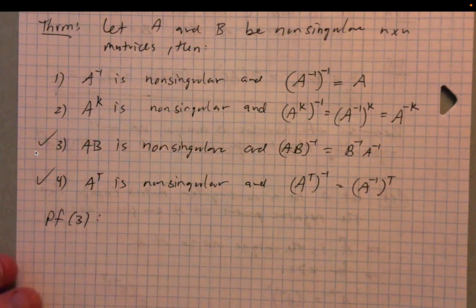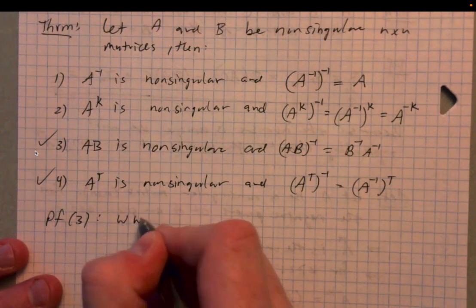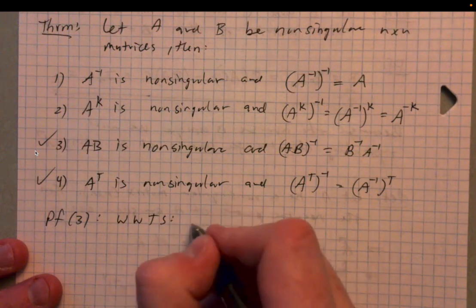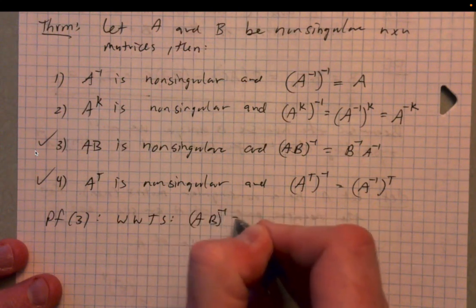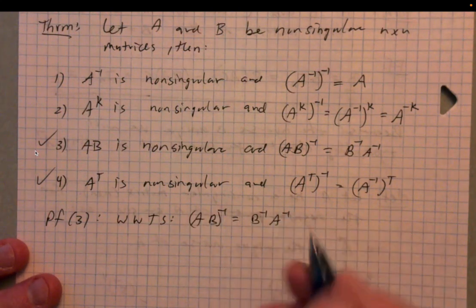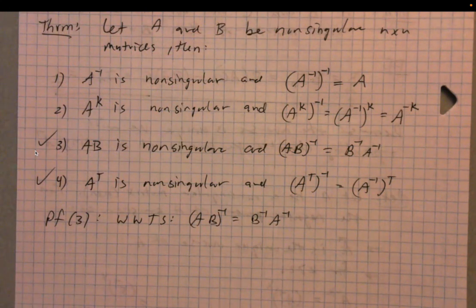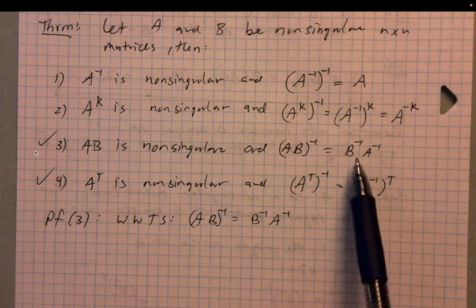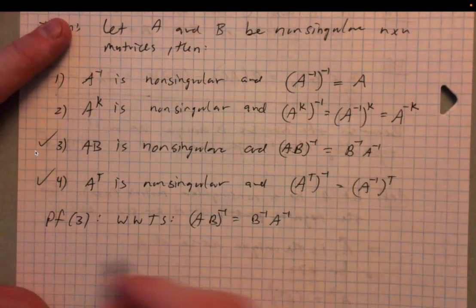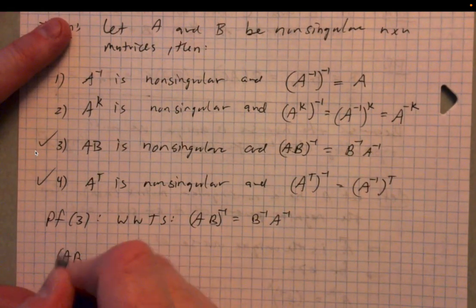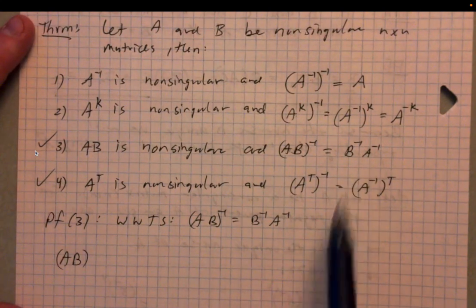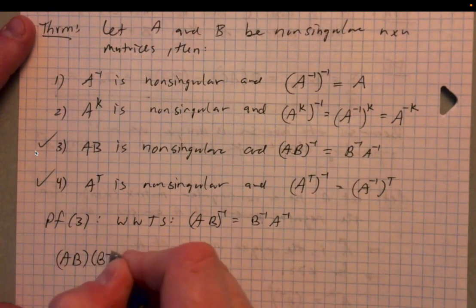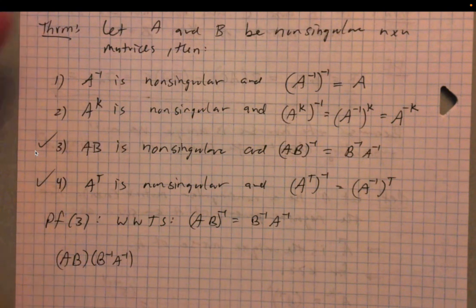So we'll start with 3. What do we wish to show? We wish to show that AB inverse is B inverse A inverse. Well, what we're going to do is start with AB, and multiply it by B inverse A inverse and see what happens. See if it satisfies the definition of an inverse.